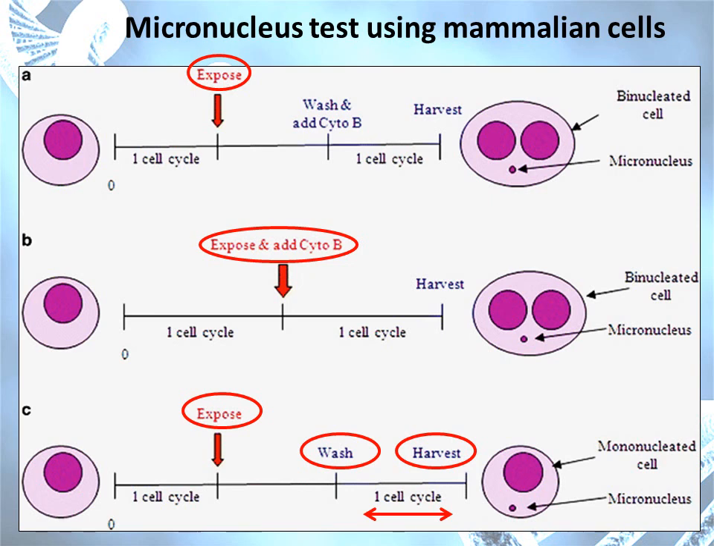You know, cytokinesis is the final step or phase in mitosis that gives two daughter cells. And this is all about the micronucleus test.